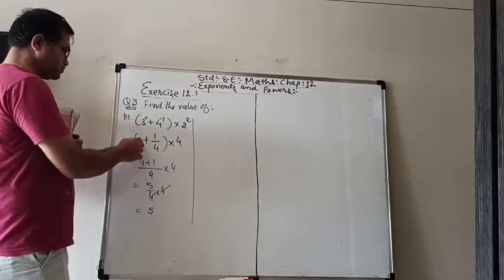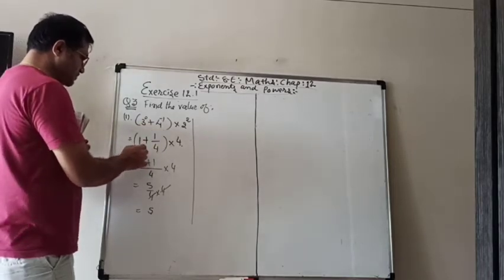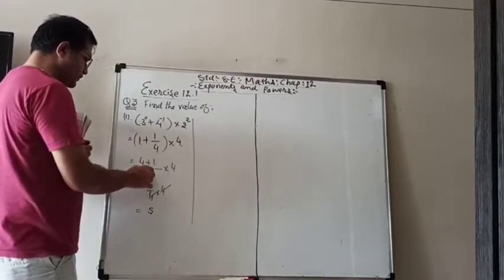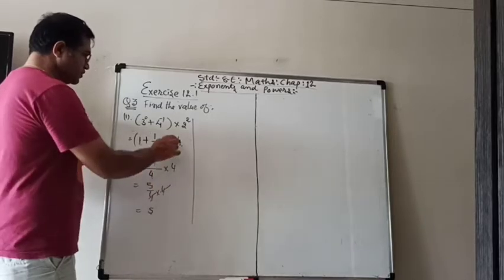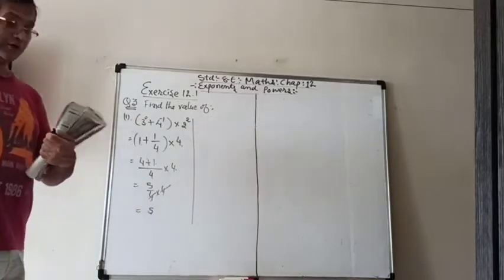So 3 raised to 0 is 1. Negative power becomes positive. Then we take LCM. 4 ones are 4 plus 1 upon 5 is 5 upon 4, and 2 square is 4. So 4 is cancelled, and your answer is 5.